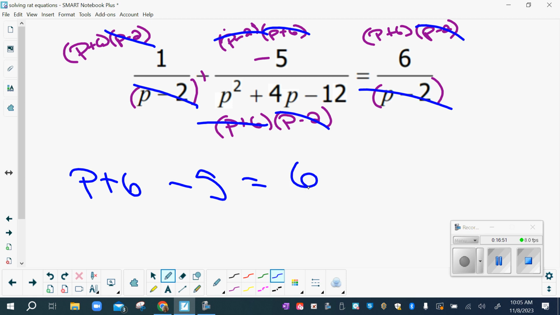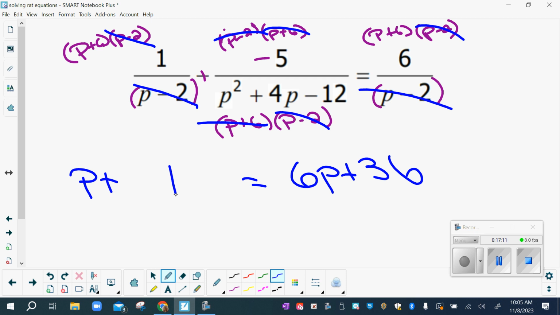I want to do a little distribution. 6p plus 36. There you go. Move everything around by the magic of math. 6 take away 5, that's going to be 1. Put the p's on one side, this number on another. Isn't it p minus 6?